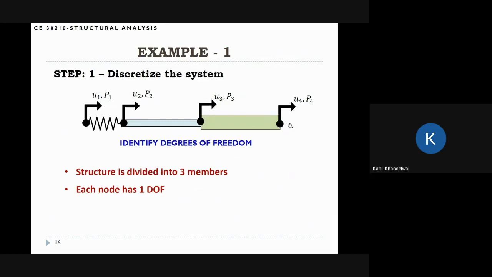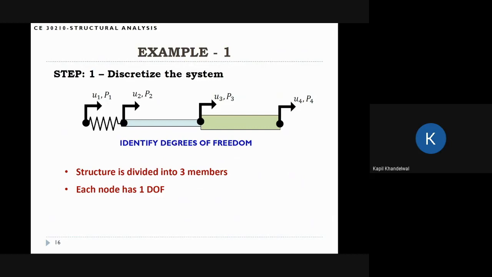And we identify the nodes. So there are 4 nodes, 1, 2, 3, 4, and we put the degrees of freedom. This is the first displacement, second displacement, third displacement, and fourth displacement degrees of freedom. So there are 4 degrees of freedom, U1, U2, U3, U4, and the corresponding forces are P1, P2, P3, P4.